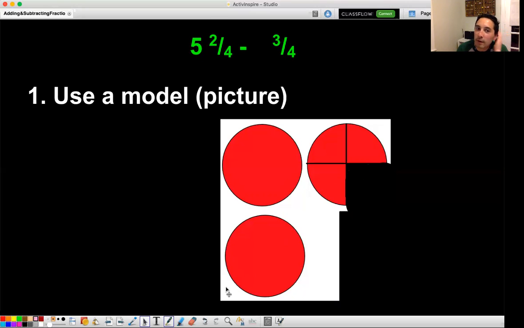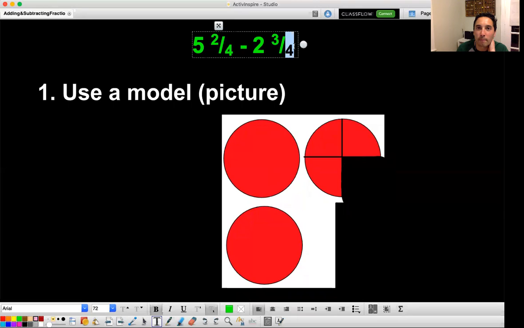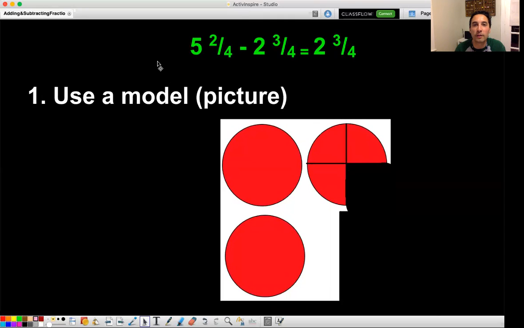So now how many do I have left? I have 1, 2 wholes, equals, I have 2 wholes and 1, 2, 3 of these pieces. And these pieces are out of 4, 2 3/4. So that was using a model. Again, the reason I like using multiple strategies is because now I know 2 3/4 one way. Now I'm going to see if 2 3/4 will work another way.